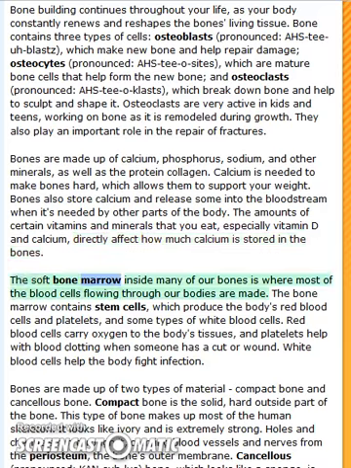The soft bone marrow inside many of our bones is where most of the blood cells flowing through our bodies are made. The bone marrow contains stem cells, which produce the body's red blood cells and platelets, and some types of white blood cells. Red blood cells carry oxygen to the body's tissues, and platelets help with blood clotting when someone has a cut or wound. White blood cells help the body fight infection.